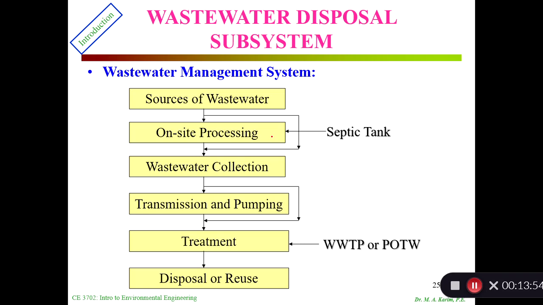Okay, here is the wastewater management system. It shows a flow chart basically. This is the source where it's coming from. Then it goes to on-site processing, meaning a septic tank, where the sewer line connection is not there. If we don't have a septic tank, then directly from here it goes to the wastewater collection system. Then transmission and pumping, if we have it; if we don't, it can go directly to the treatment plant if it is gravity. Then finally treatment is done, then it goes to final disposal or reuse. This is called a wastewater treatment plant, or POTW, publicly owned treatment works.